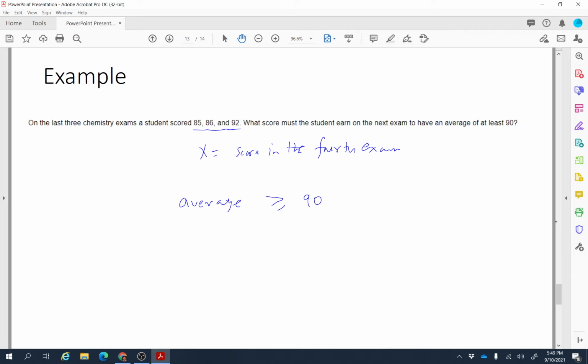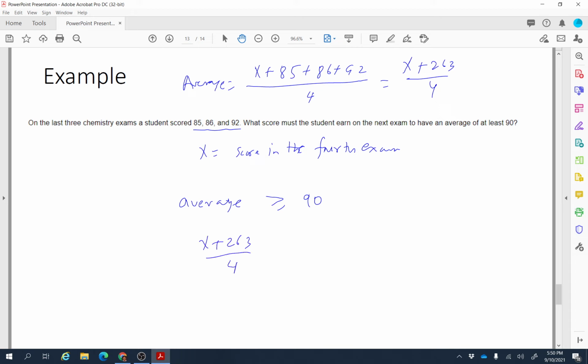So let's find the average of these four exams. Whenever you try to find the average, you just add them all and divide by the number of items. In this case, there are four exams: (X + 85 + 86 + 92) divided by 4. That's the average. Average means the sum of all the items divided by the number of items. So if you simplify this, let's add these three numbers, that's 263. So the average would be (X + 263) divided by 4, which should be greater than or equal to 90.